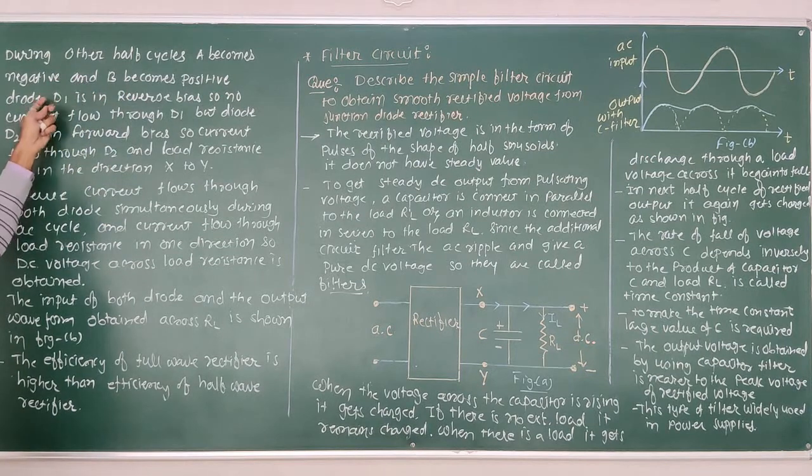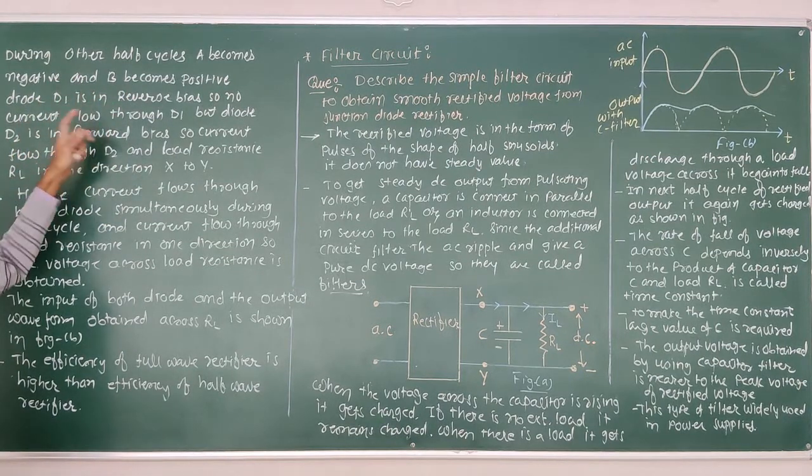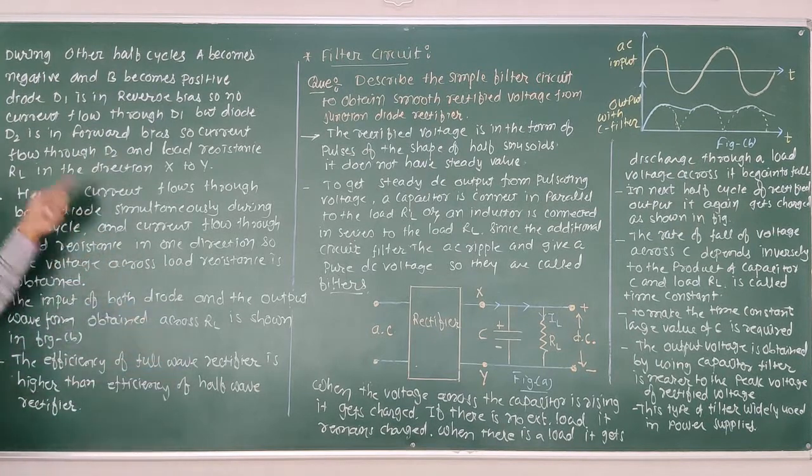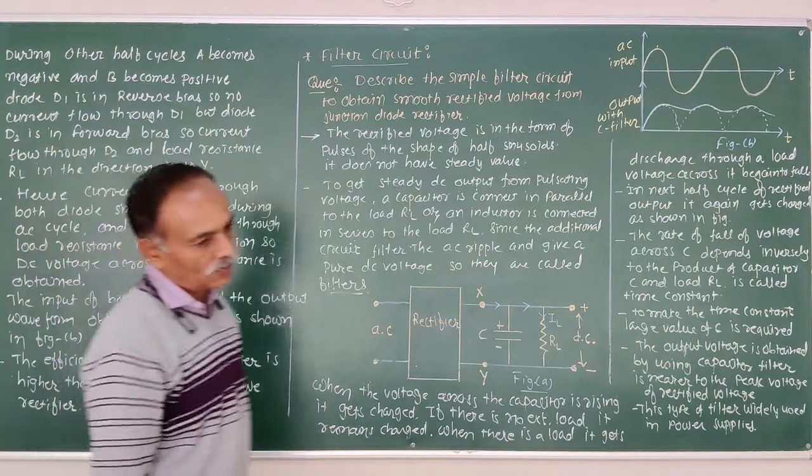B becomes the positive, diode D1 is in reverse bias, so no current flows through the diode D1. But diode D2 is in forward bias, so current flows through the diode D2 and load resistance R in the direction x to y.